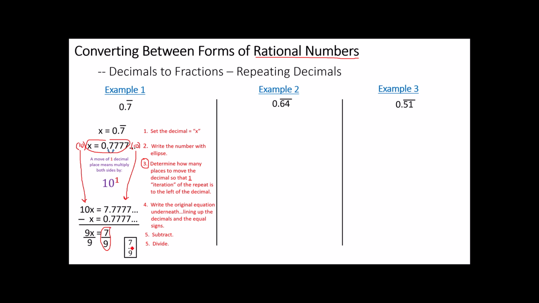0.7 repeating is the fraction 7/9. I think that's pretty cool. If you're not sure, take a calculator and do 7 divided by 9. You should get 0.7 repeating. Your calculator may round it off to an 8 at the end, but it is 0.7 repeating.